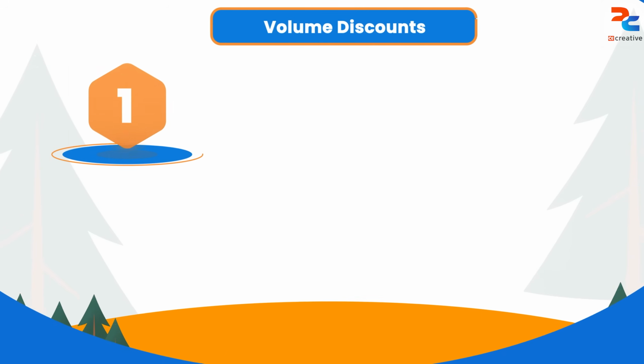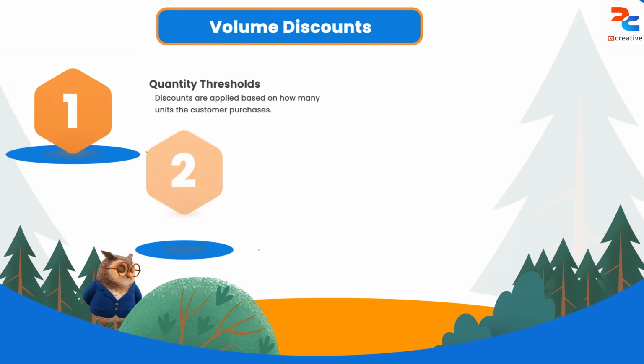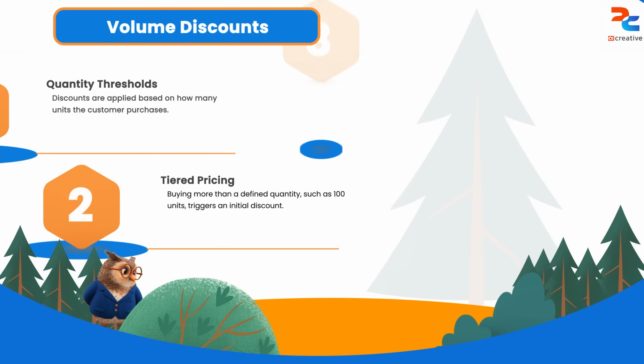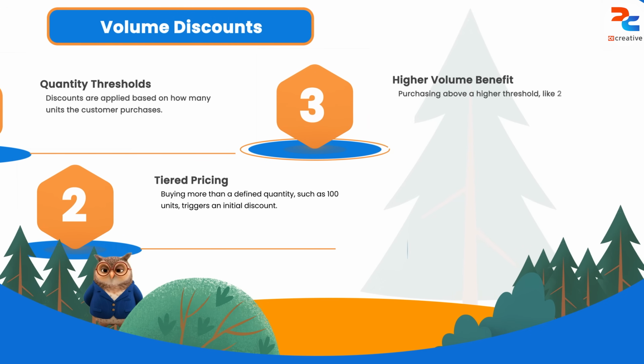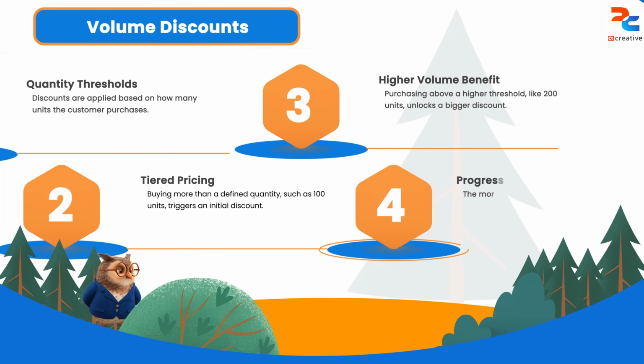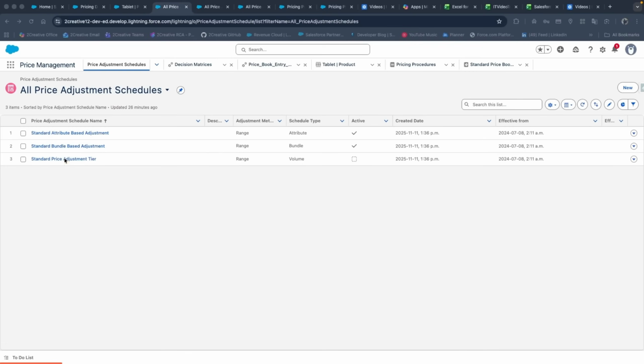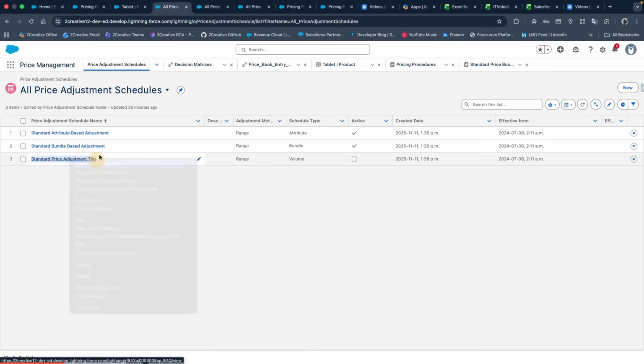So I think you remember what is the price adjustment tab. This is the volume based adjustment. If we purchase more than, for example, 100 pieces, then we'll get some discount. If we purchase more than 200 pieces, then we have some more discount. So let me open the price adjustment tab.